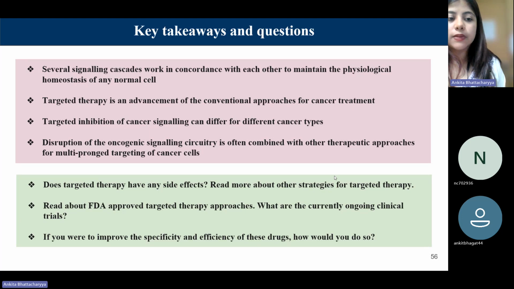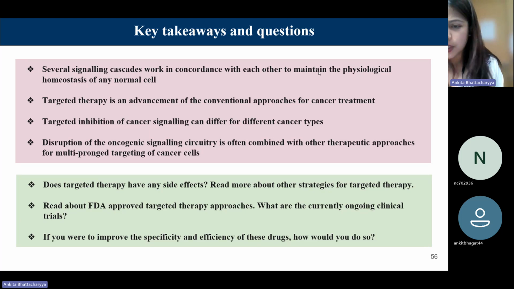Apart from this, disruption of the oncogenic signaling circuitry is often combined with other therapeutic approaches for multi-pronged targeting of cancer cells. Multi-pronged basically means like you think of a fork, basically. So it has four prongs. So when you have the circuitry disruption, it is often used as a combination treatment with other strategies also, so that the treatment is more effective and recovery or fighting of cancer can happen at a much amplified pace, and therefore recovery can be much faster. That's the idea behind it.